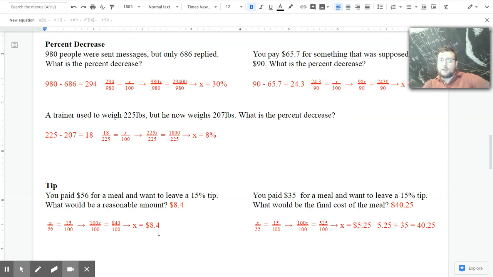And your final answer is going to be 840 divided by 100, which is 8.4. Since all they want is the actual tax, you're done. That's your answer. So be careful not to add to the total in situations like that.